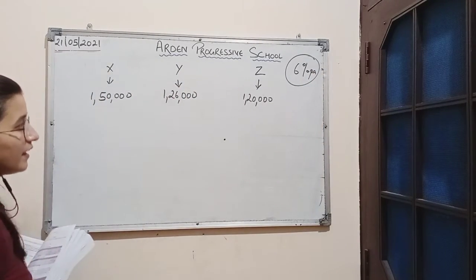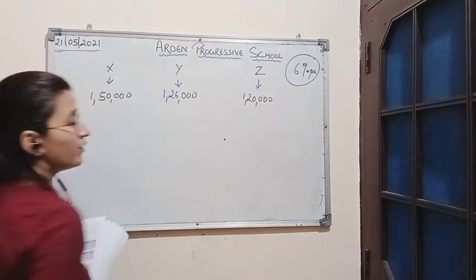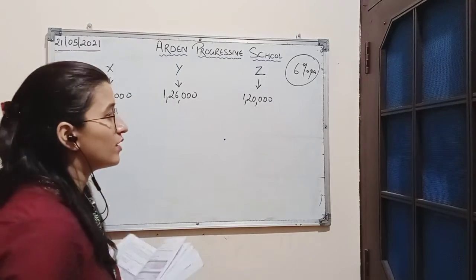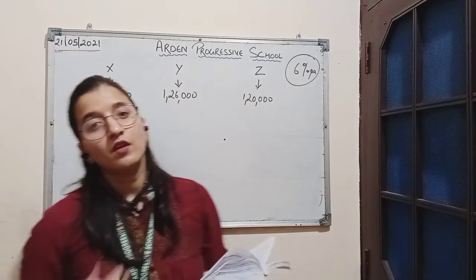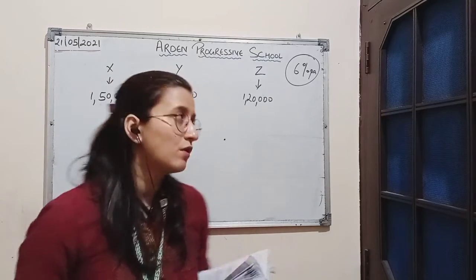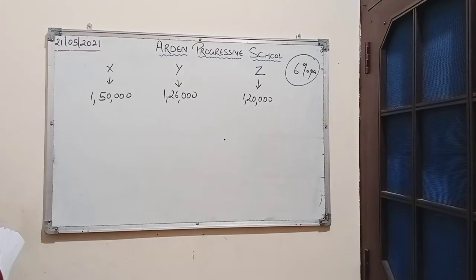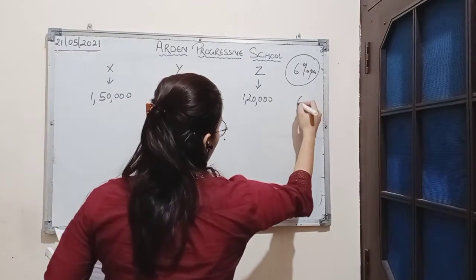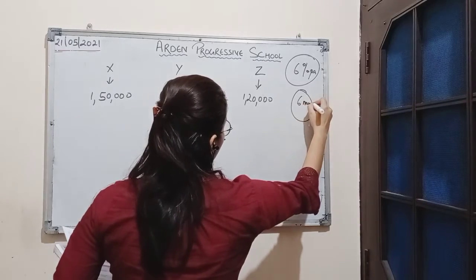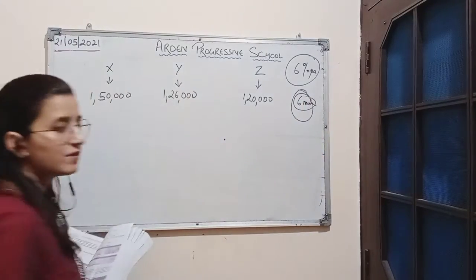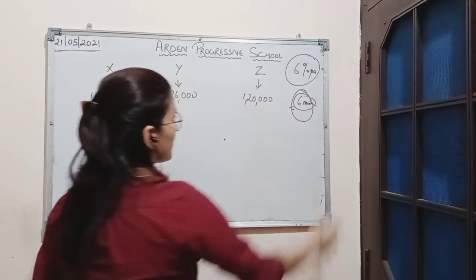But there is one thing: the date of withdrawal of drawings is not given. So when there is no date given for when the partner has withdrawn the amount of drawings, we will consider that the drawings have been made for a time period of 6 months. Interest will be charged for 6 months only.